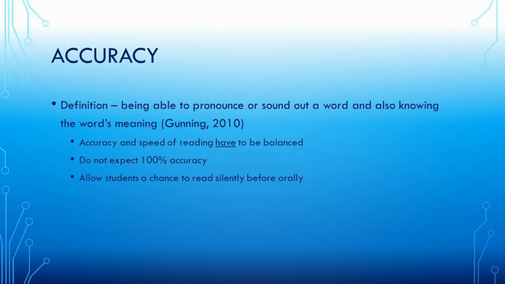Accuracy is being able to pronounce or sound out a word and also knowing the word's meaning. Accuracy and speed of reading have to be balanced. An overemphasis on accuracy will lead to a decrease in reading speed. Do not insist on 100% accuracy. If you do, students will get the wrong idea about reading. They will begin to see it as an oral performance activity in which they are expected to pronounce each word correctly. This could carry over to a student's silent reading and so hinder comprehension.